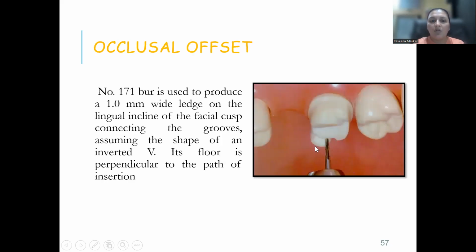That is the occlusal offset. Number 171 burr is used to produce a 1 mm wide ledge on the lingual incline of the facial cusp, connecting the grooves. These are the grooves. This one is the facial, and here must be the mesial groove, assuming the shape of an inverted V. Now its floor is perpendicular to the path of insertion.